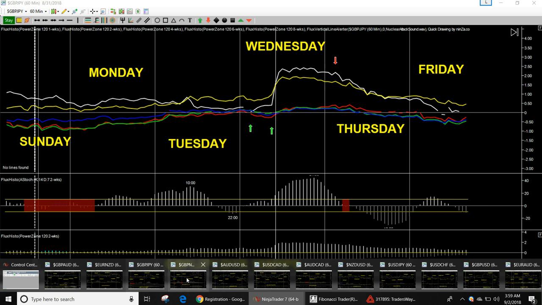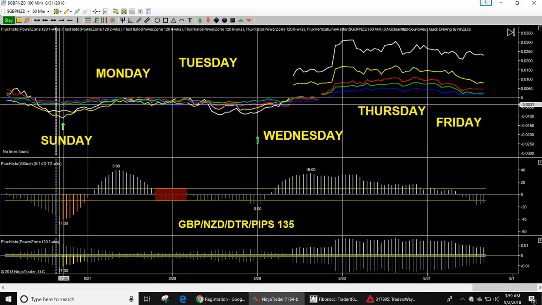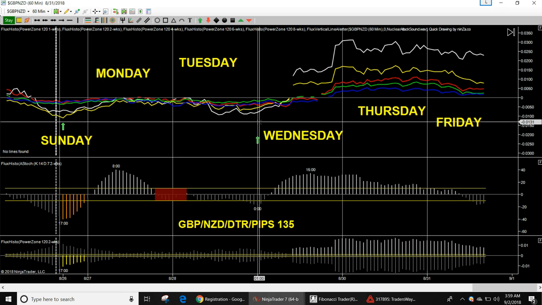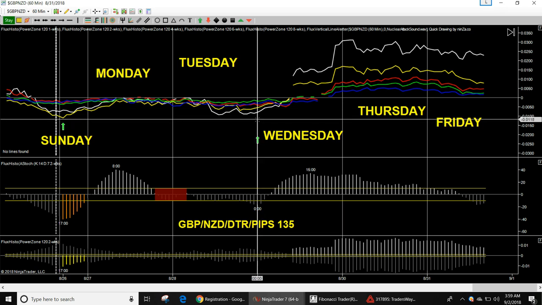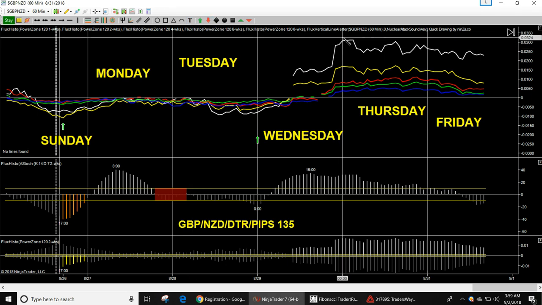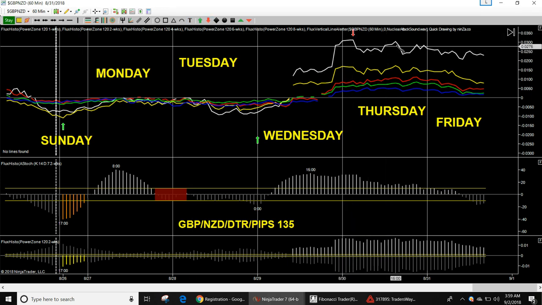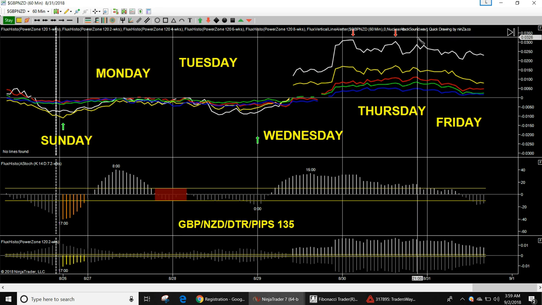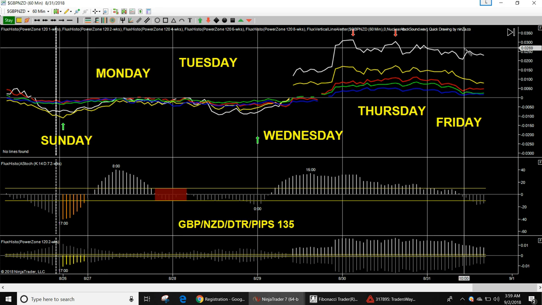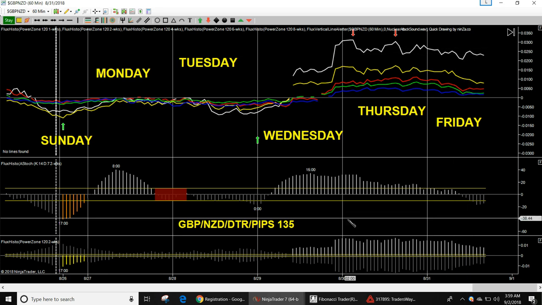Next up is going to be the Great British Pound New Zealand Dollar coming in here on Sunday for an up move on the Great British Pound New Zealand Dollar, and then just sideways. And another best opportunity for an up move is going to be 12 a.m. on Wednesday for an up move on the Great British Pound New Zealand Dollar. All right, and then it's going to peak out here, and it's just going to go back and forth. Okay, traders, on Thursday. That is the Great British Pound New Zealand Dollar.